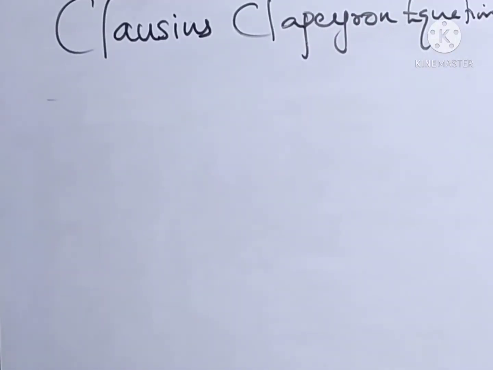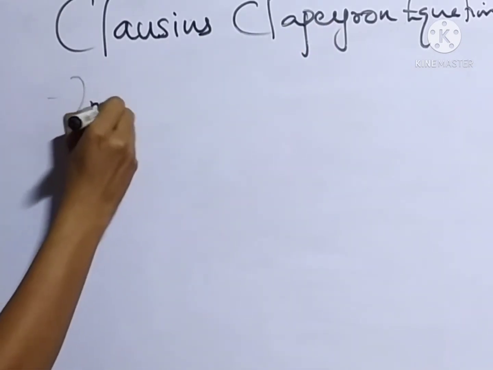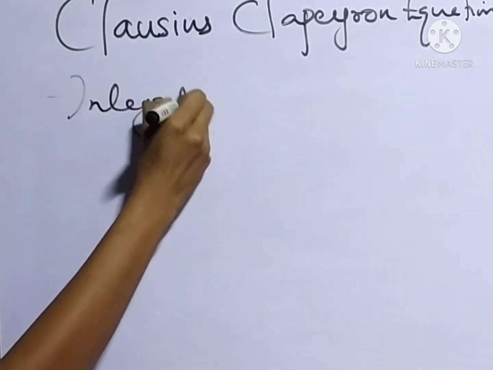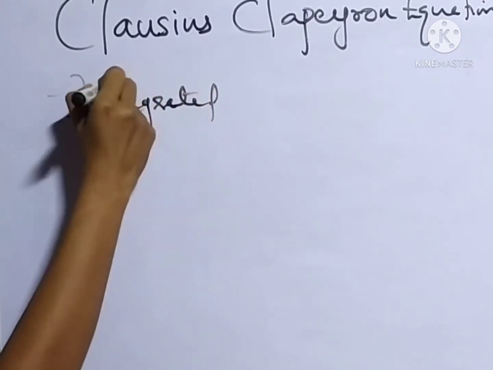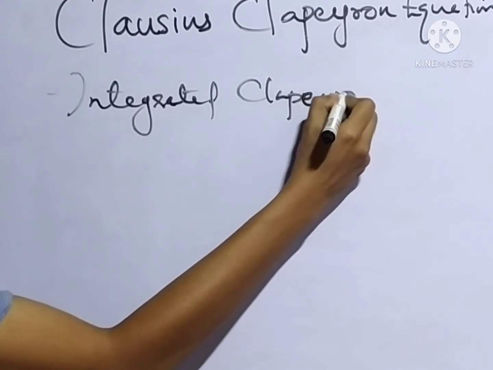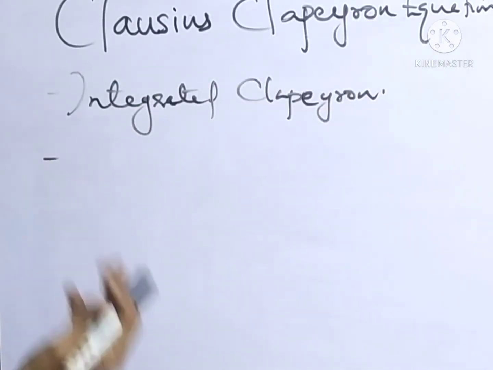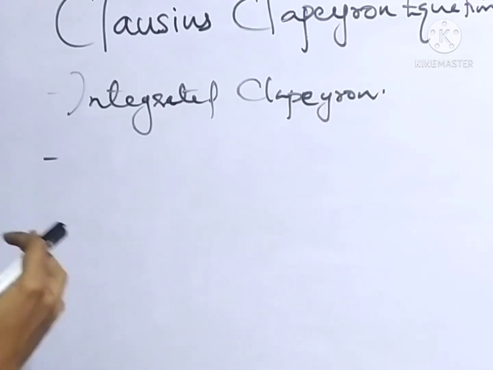Here, this is the integrated form of the Clapeyron equation. Normally, this is used for liquid to vapor conversions and solid to liquid conversions.